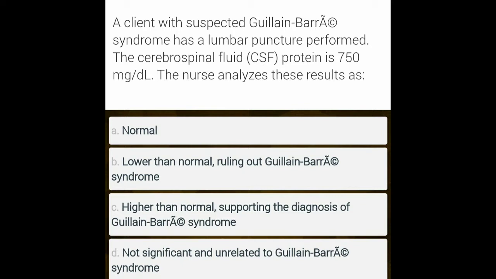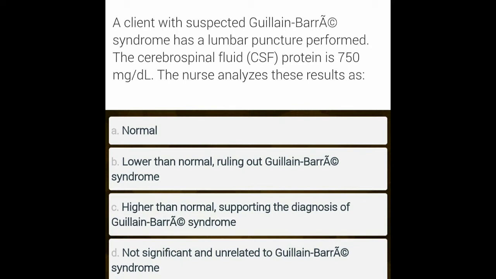What is our question? What is the diagnostic test for GB syndrome? A lumbar puncture, where the CSF fluid is taken. While doing the procedure, the CSF protein is 750 mg per dL. What is the normal range of protein? The normal CSF protein is 15 to 45 mg per dL.